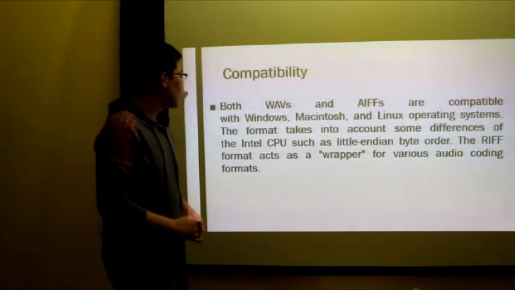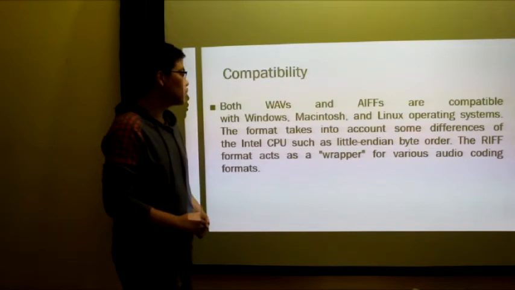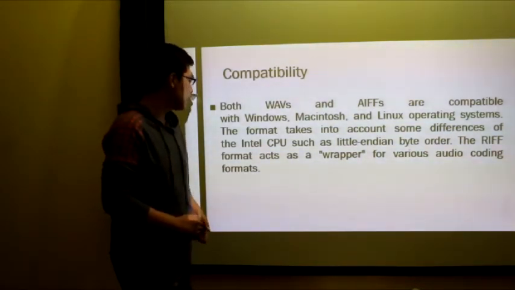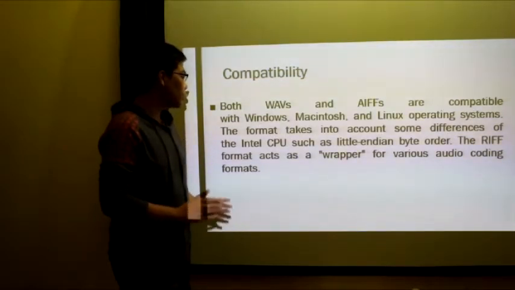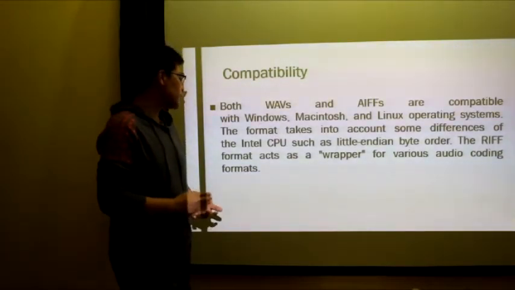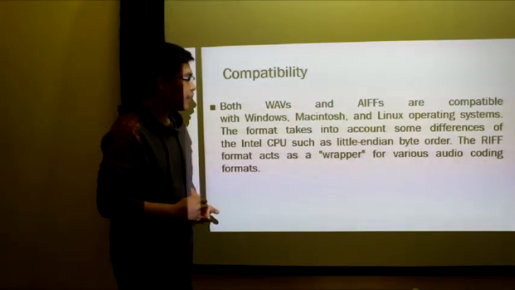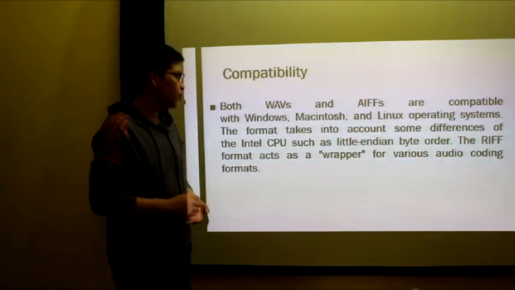Compatibility. Both WAVs and AIFFs are compatible with Windows, Macintosh, and Linux operating systems. The format takes into account some differences of the Intel CPU, such as a little endian byte order. The RIFF format acts as a wrapper for various audio coding formats.